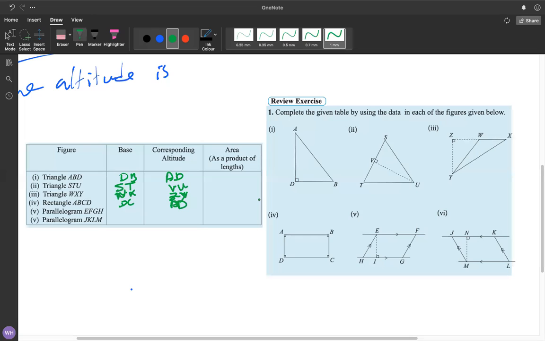So the parallelogram EFGH. So the base is HG or EF, right? And the altitude is EI. The last figure. So what is the base? Yes, you can consider it as JK.